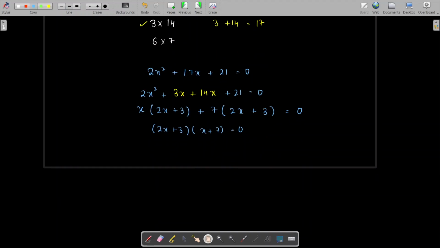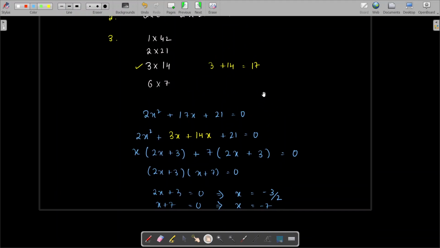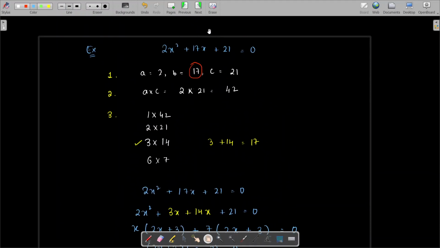Using the zero product property, either 2x plus 3 is equal to 0, which gives us x equals negative 3 over 2, or x plus 7 is equal to 0, which gives us x equals negative 7. So x equals negative 3 over 2 or x equals negative 7, both are the solutions to this equation.